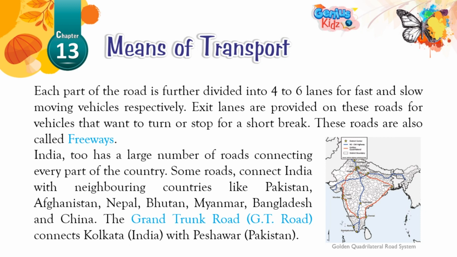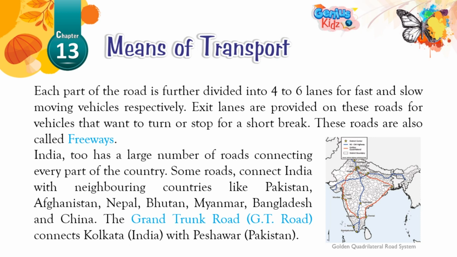Each part of the road is further divided into 4 to 6 lanes for fast and slow-moving vehicles respectively. Exit lanes are provided on these roads for vehicles that want to turn or stop for a short break. These roads are also called freeways. India, too, has a large number of roads connecting every part of the country. Some roads connect India with neighboring countries like Pakistan, Afghanistan, Nepal, Bhutan, Myanmar, Bangladesh and China.